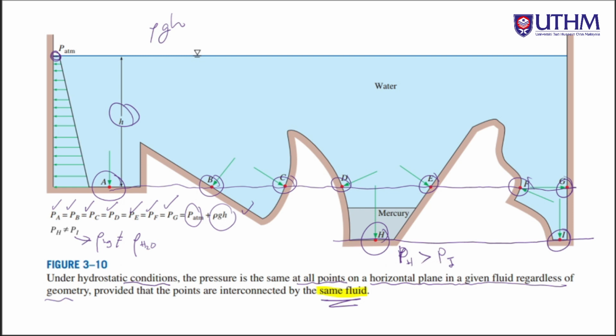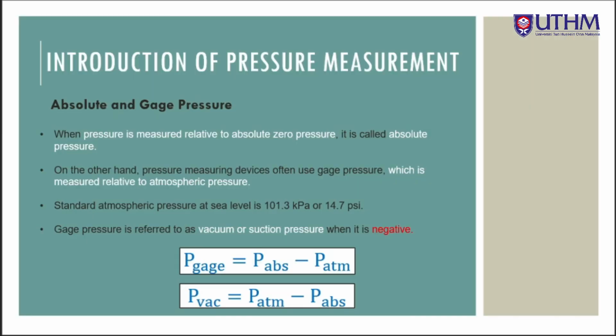Okay, alright. So next, introduction of a pressure measurement. Macam mana kita nak buat pressure measurement? So kita akan familiarize dengan absolute pressure and gauge pressure. When pressure is measured relative to absolute zero pressure, it is called the absolute pressure. Okay, and faham kat sini?